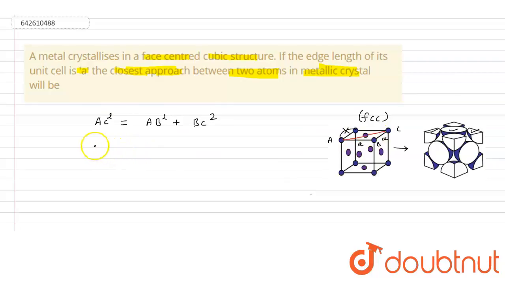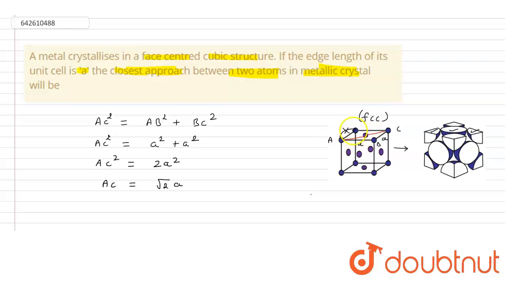So AC squared will be equal to a squared plus a squared, which is 2a squared. From here, AC becomes equal to root 2 times a. So this is the length of this diagonal.